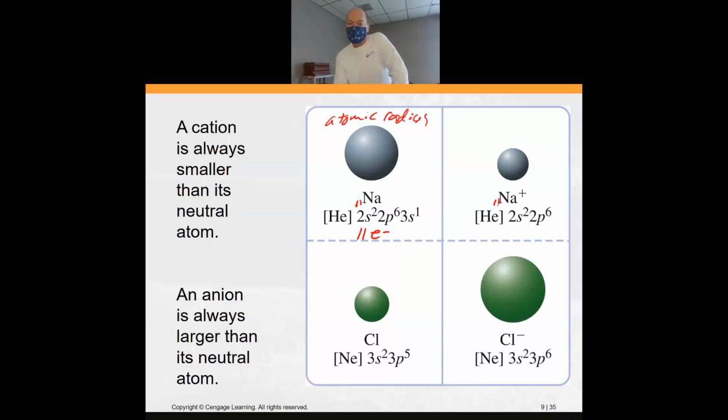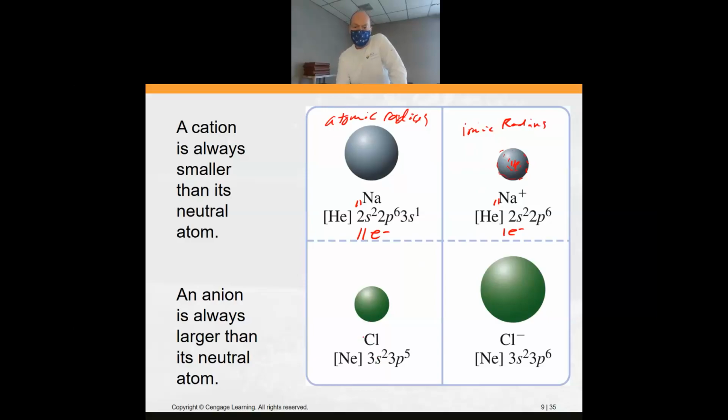Here we still have our 11 protons in the center, and now we only have 10 electrons surrounding it. 11 protons can easily hold 10 electrons, and it holds them very tightly. So this is a small ionic radius. This has a charge. If you have a charge, then you're called an ion. So this is an ionic radius.